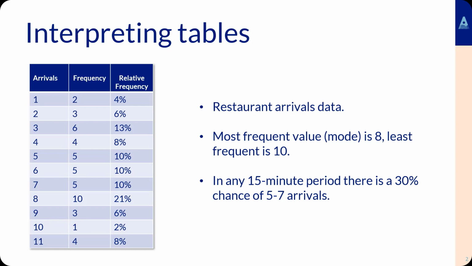And we can also band our frequencies and relative frequencies into larger groups. So we might be interested in saying, what's the probability or what's the frequency of 5 to 7 arrivals? That's everything between this area and this area, and it's 3 times 10, 30%. So there's a 30% chance of 5 to 7 arrivals.